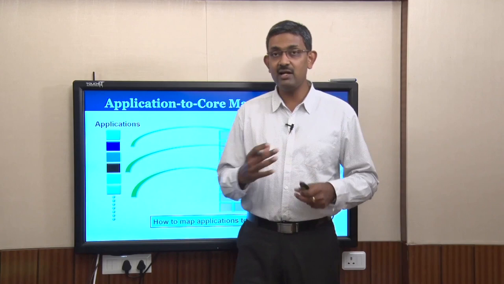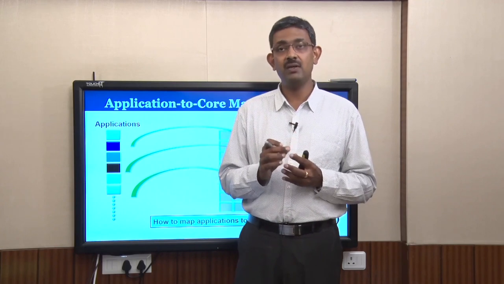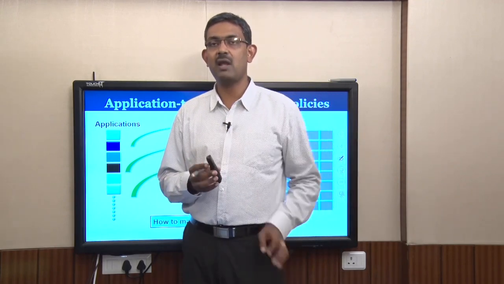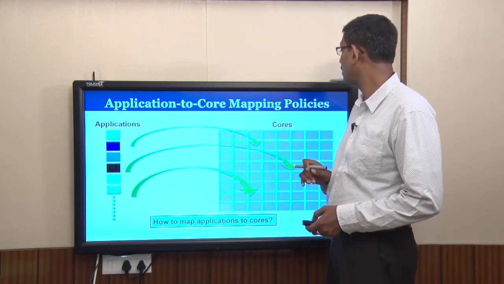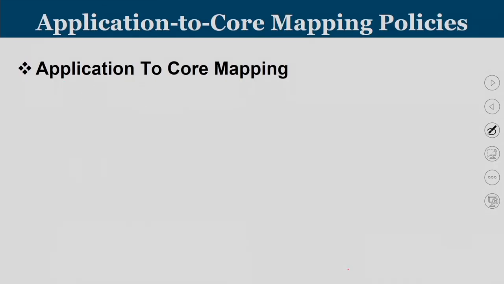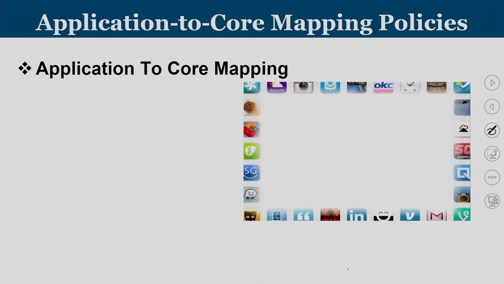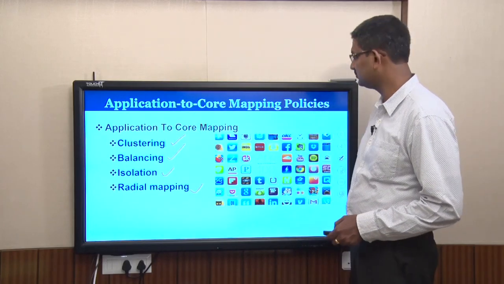So now we are trying to look from a slightly upper level perspective at the job that is done by an operating system in finding out the appropriate core for an application to run, and that has been termed as application to core mapping policies. So how to map applications to cores? Today we are going to discuss four different application to core mapping techniques. One is called clustering, the other one is balancing, the third one is isolation, and the fourth one is radial mapping. This is also taken from the literature, from recently published works.